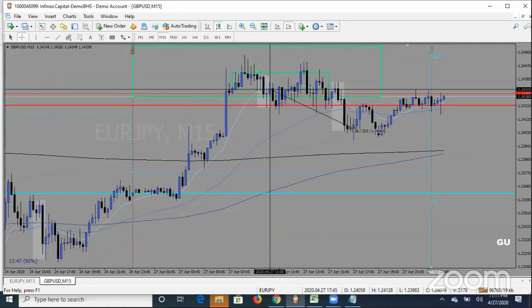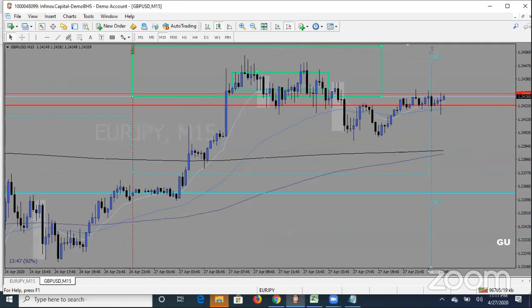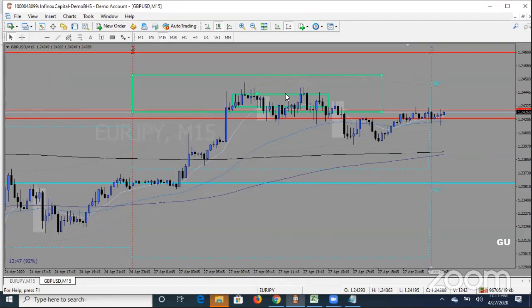Because I was expecting price to come take out at least the dotted line here. I was expecting price to come to yesterday's high, and price never really did. But that's why I'm still in it though. That's why you're still in it.